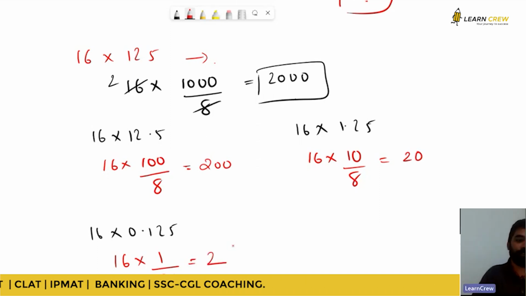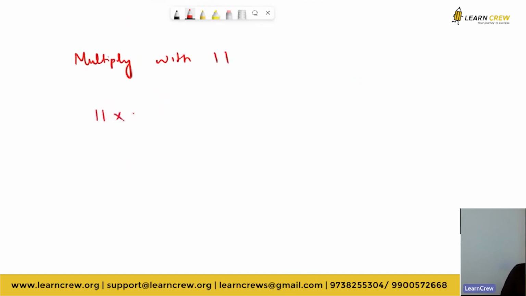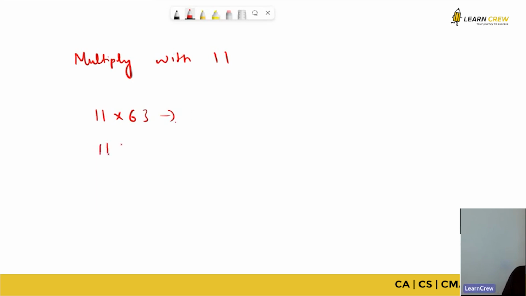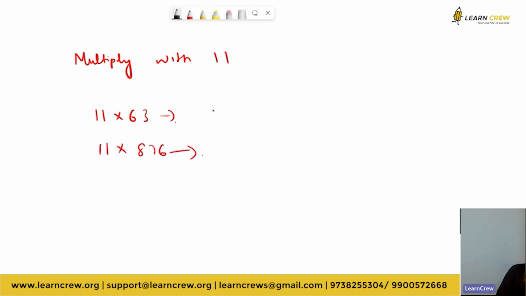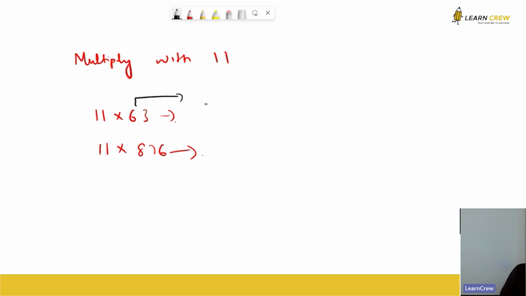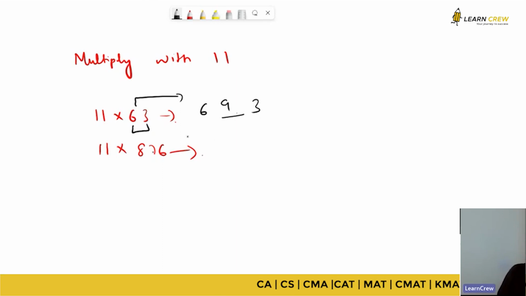Nice. Whenever you want to multiply with 11, like 11 into 63, see, whenever you multiply by 11, it is the easiest one. So what you can do is write this 63, 6, 3, and add these two things. It becomes 9. So 693.